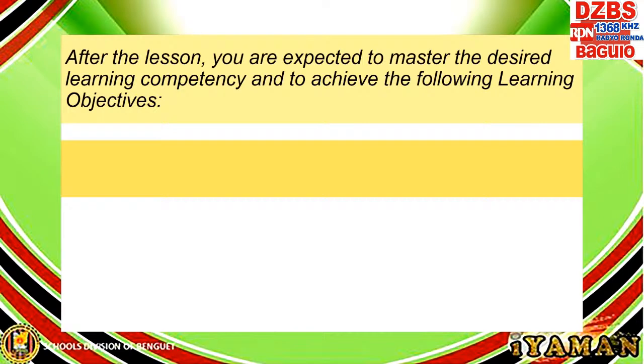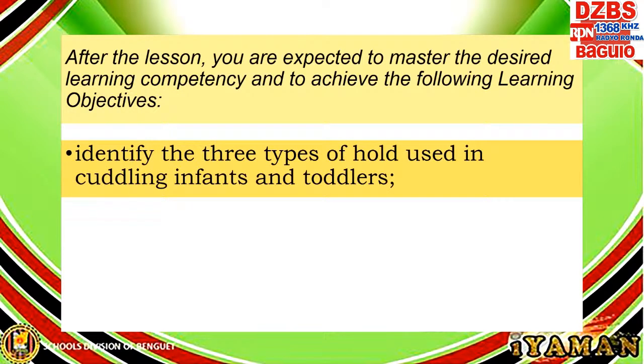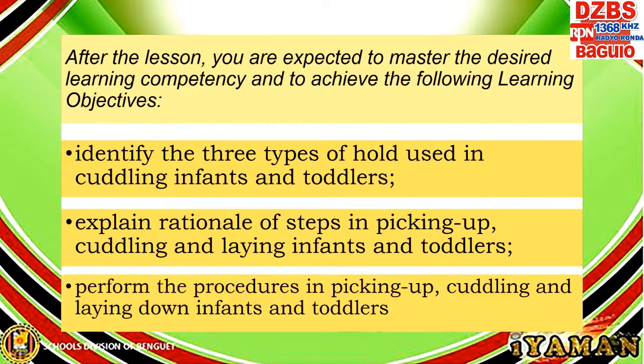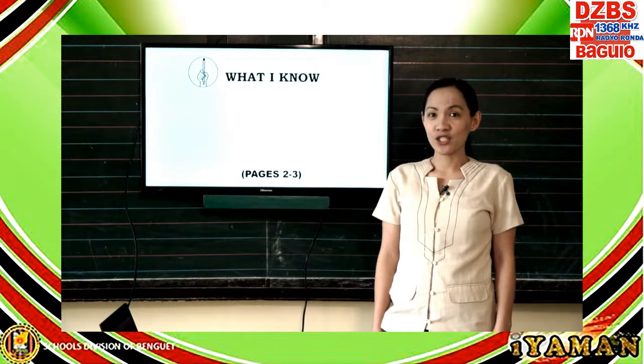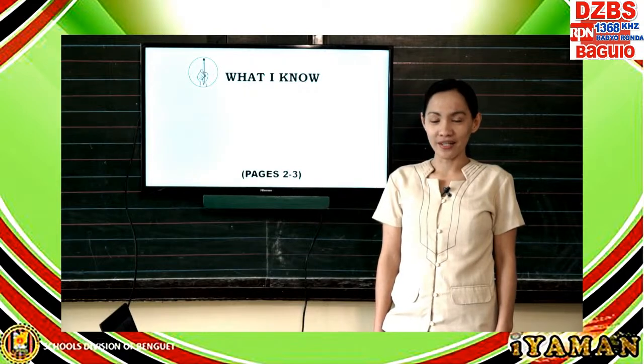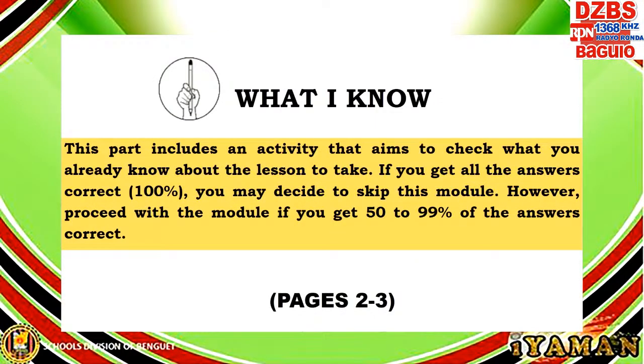First, identify the 3 types of hold used in cuddling infants and toddlers. Second, explain the rationale of steps in picking up and cuddling infants and toddlers. Third, perform the procedures in picking up, cuddling, and laying down infants and toddlers. Before you proceed to the lesson, you have to answer the pre-test or the what I know part. If you get all of the answers correct, you are still encouraged to go through the module.